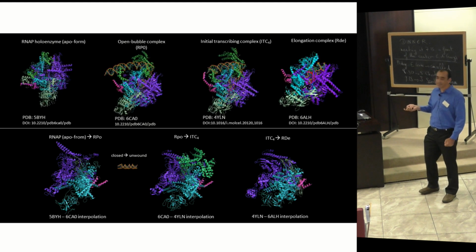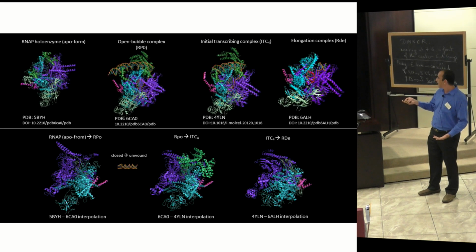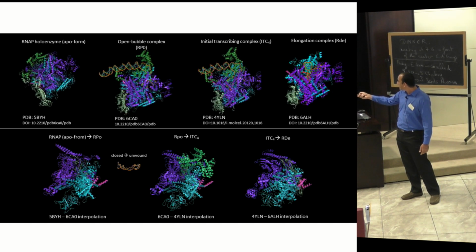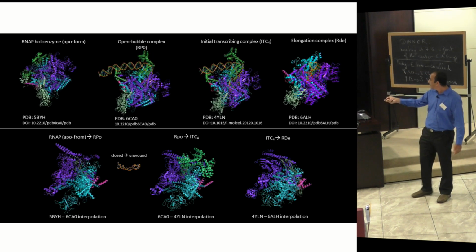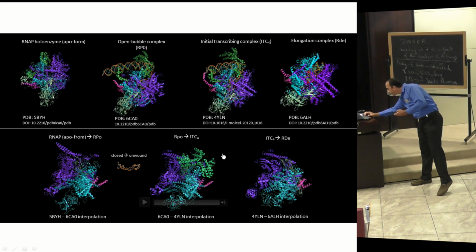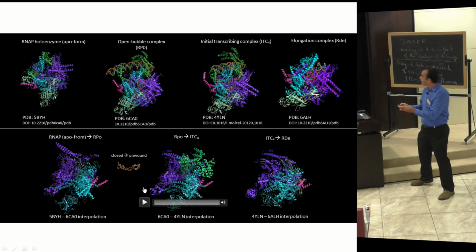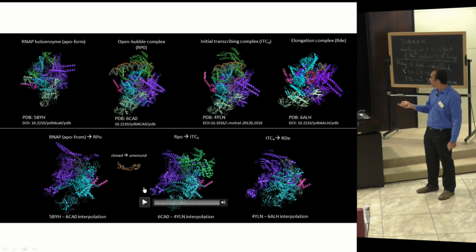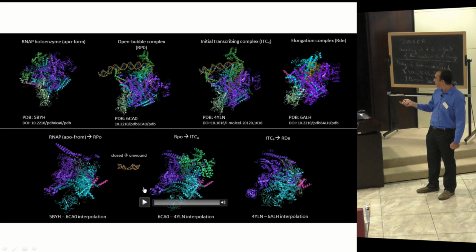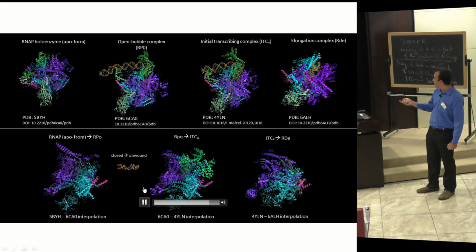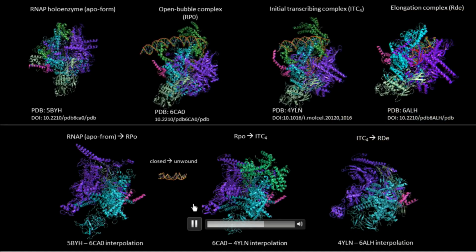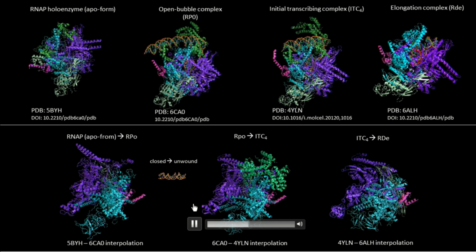Now, the idea is that you can take existing crystal structures and morph them. You can morph them and create movies, but they don't mean much. Here is the bubble opening. Here is the initial transcription. So you see domain movements, but this is just playing tricks with space and time. Who knows what goes on there?